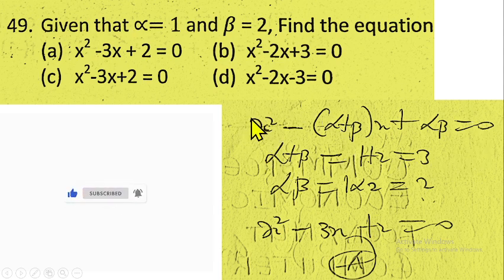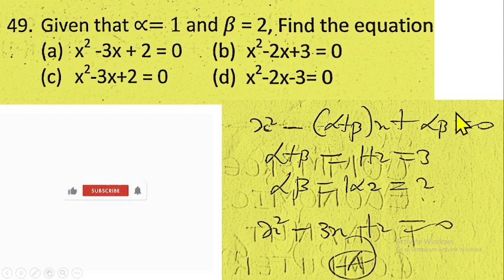There's a template you can use: s squared minus the sum of the roots multiplied by s, plus the product of the roots. The sum of the roots, alpha plus beta, will give us 1 plus 2, that is 3. The product of the roots, alpha beta, will give us 1 times 2, that is 2.